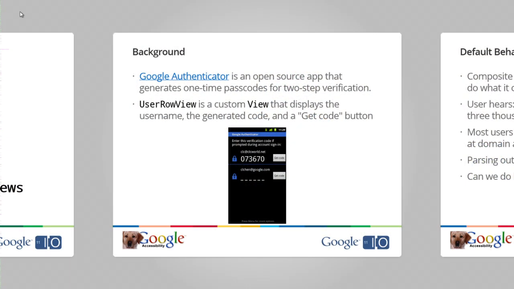So we have this open source application, Google Authenticator. It's on Google Code. And all of the code that I'm showing here is actually linked to that code repository, so you can look at it afterwards if you're interested in seeing the details. What makes this really interesting is that there's a view here called the user row view. And this user row view is a great example of a composite view. It's a composite view that contains the username, the generated passcode, and an interactive control, a button that the user can click on to generate a new passcode.